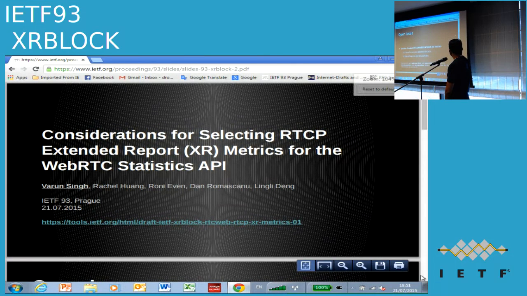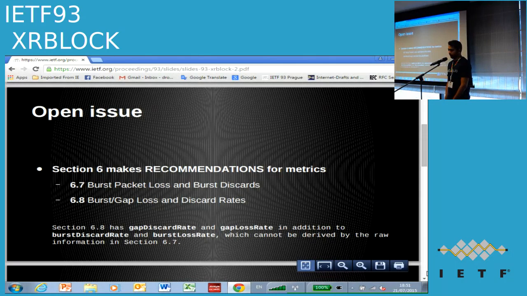Okay. Yeah, I guess next slide. So this draft has just one open issue that came up while I was editing it in March. The draft makes some recommendations and then lists a bunch of identifiers, which it inherits from existing RFCs or drafts that are already approved. In Section 6, there are two recommendations: 6.7 and 6.8, which look like fairly similar metrics. One is burst packet loss and burst packet discards, and the other is burst gap loss and discard rates. So one's just the length of bursts of packets, the other is the rate of packets.